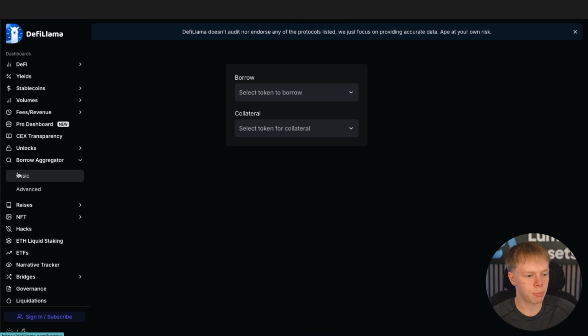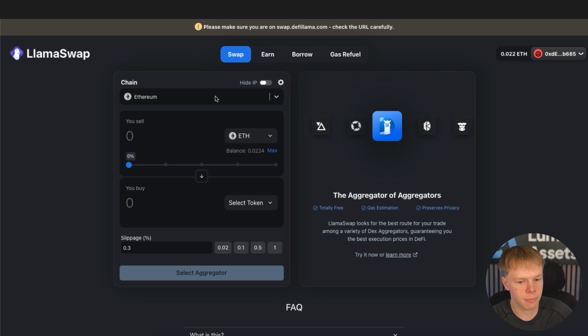Now, another amazing product that DeFi Llama has is something called Llama Swap, and this is their aggregator to make sure that you get the best route out of your trade, make sure you get the best outcome. And I use this on a daily basis whenever it comes down to trading as well.